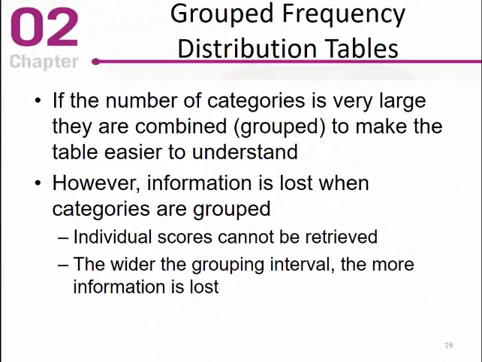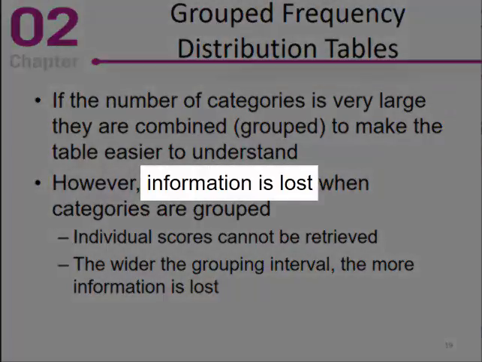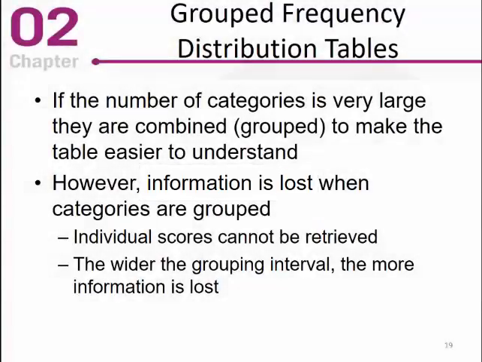We can easily group frequencies into a grouped frequency distribution table. If the number of categories, for example, is very large, we usually combine them. So we group them together to make the table easier to understand. And I'm going to show you an example on the next slide. However, you'll see that you lose a lot of information when categories are grouped together, because these individual scores that you now combined cannot be retrieved anymore. And of course, the wider the grouping interval, the more information is lost at the end.